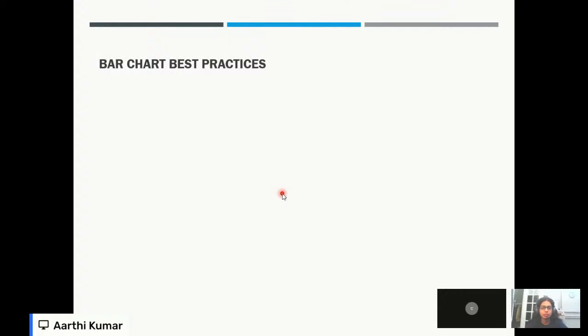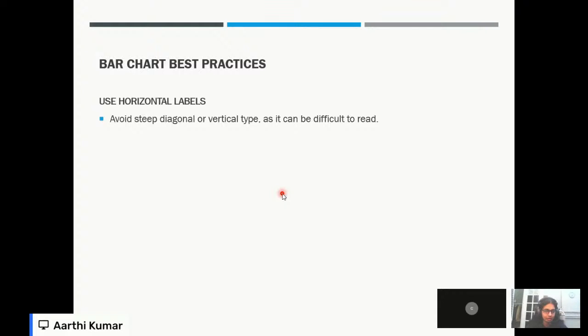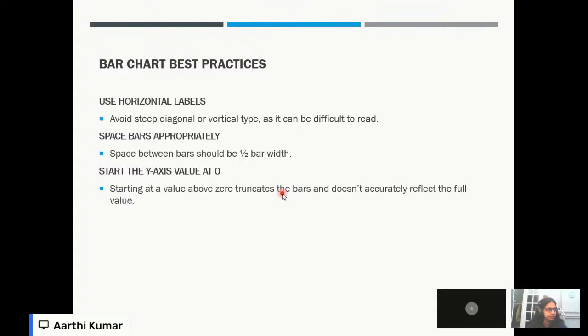Let us look at some best practices on these. Use only horizontal labels because people can read it faster when it is horizontal compared to diagonal or vertical. Space bars appropriately. The space between the bars should be at least half of the bar width. Always start the y value at zero, because by default we assume that the x-axis and y-axis start at 0. So if you want to truncate something, it's ideally not good. Avoid it as much as possible.